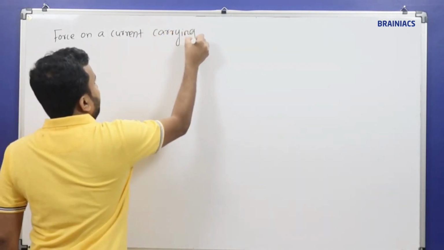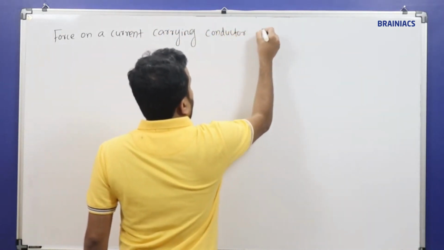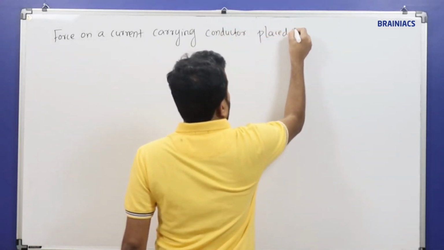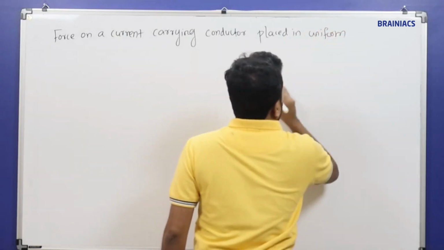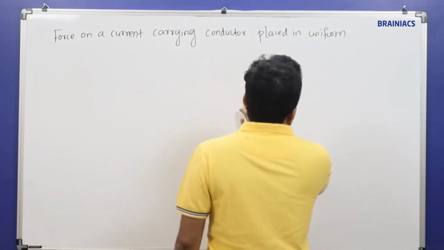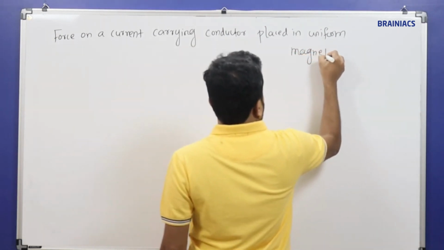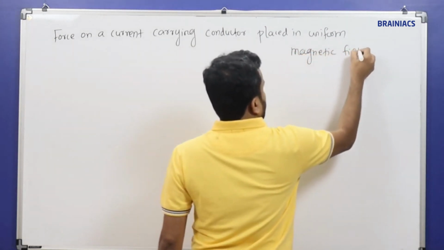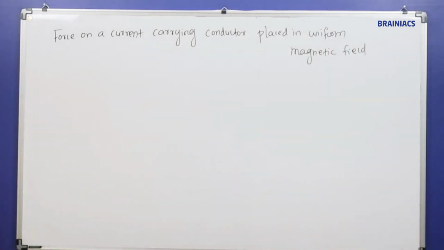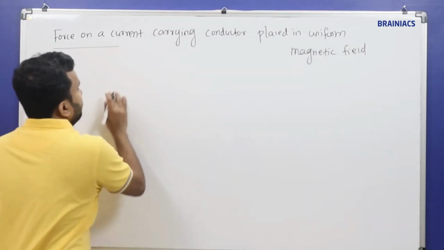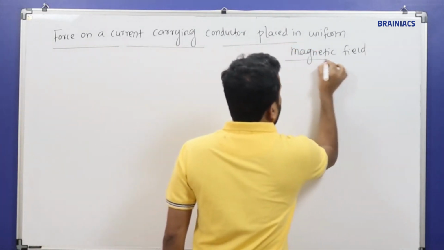Current carrying conductor placed in a uniform magnetic field. Force on a current carrying conductor. Where is it placed? It is placed in a uniform magnetic field.